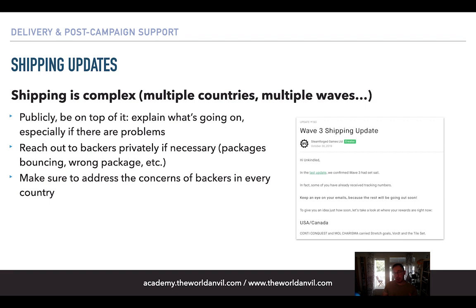Backers in different countries might have different concerns. So usually, in the structure of the update, you need to divide by areas, by zone, by continent. Because maybe some people will get their shipment before some other people. So make sure that it's clear of whom you're speaking about.